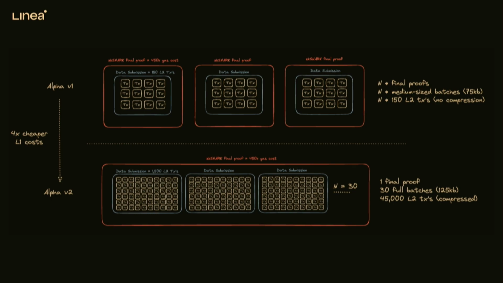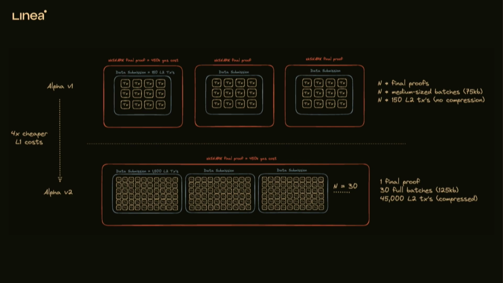Very expensive. With Alpha v2 here, you can see at the bottom how things have changed. So a few key things. Firstly, we're fitting way more transactions into a single batch. Not only are we using more of the transaction size limit of Ethereum, we've gone from using 75 kilobytes to 125 kilobytes, we're actually, as I mentioned, compressing the transactions as well. So we've gone from fitting 150 Linea transactions in a batch in Alpha v1 to 1,500. So that's a 10x improvement there.